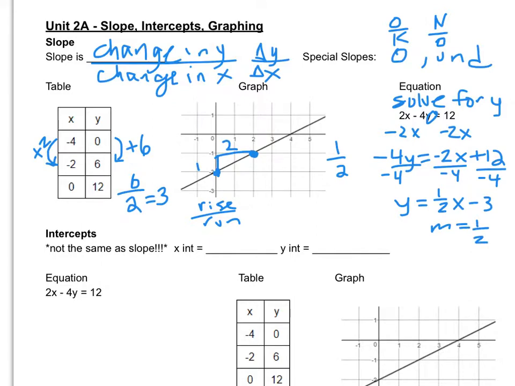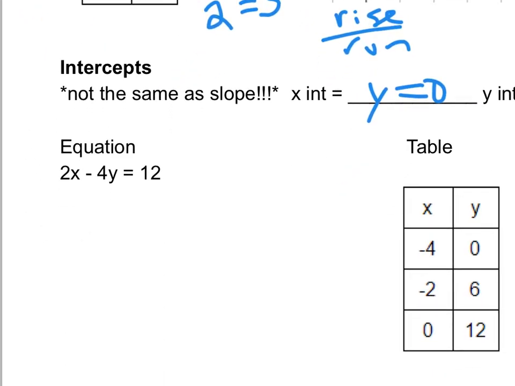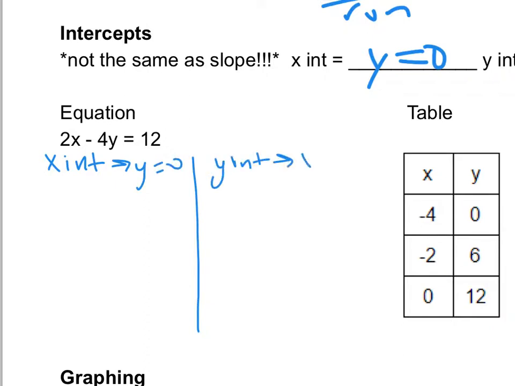Then we looked at intercepts, which I put hopefully enough emphasis on right here. It's not the same thing as slope. An x-intercept means that y equals 0, and a y-intercept means that x equals 0. So we looked at doing that from an equation. When we're doing it from an equation, I'm going to have two parts: finding the x, finding the y. So if I want to find my x-intercept, that means y is 0. Y-intercept means x is 0.